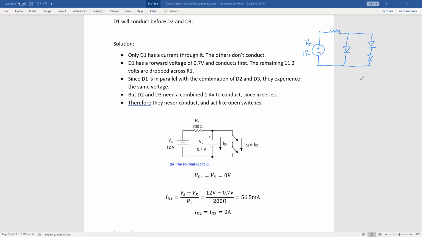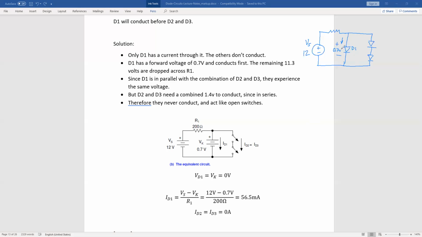All right. So in order for this diode D1 to conduct, it's a silicon diode. We have a silicon diode, and it has a forward voltage of 0.7 volts. So that means we have to have at least 0.7 volts applied in order for this to have current flow through it. And once current does start to flow through it, it's going to be fixed at 0.7 volts.